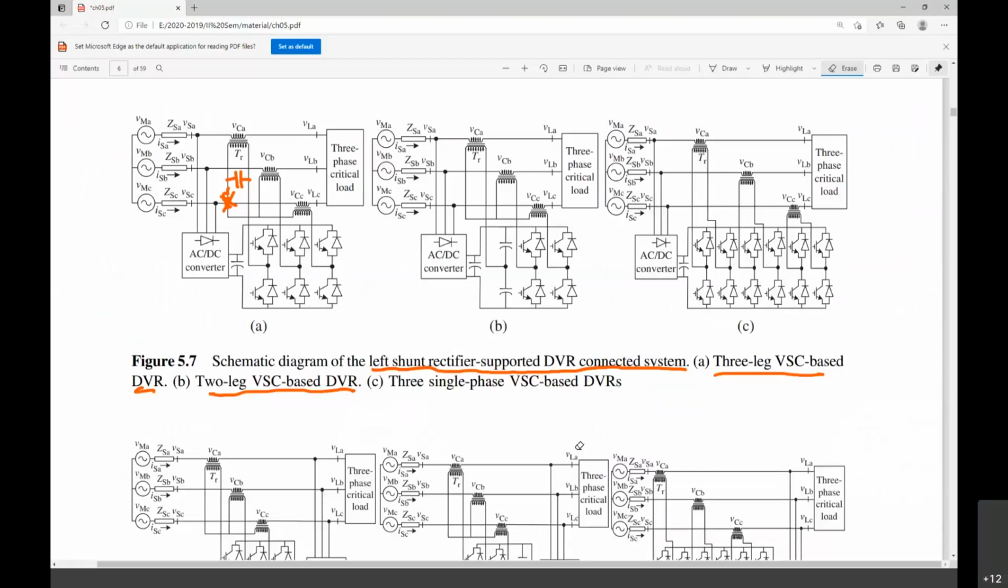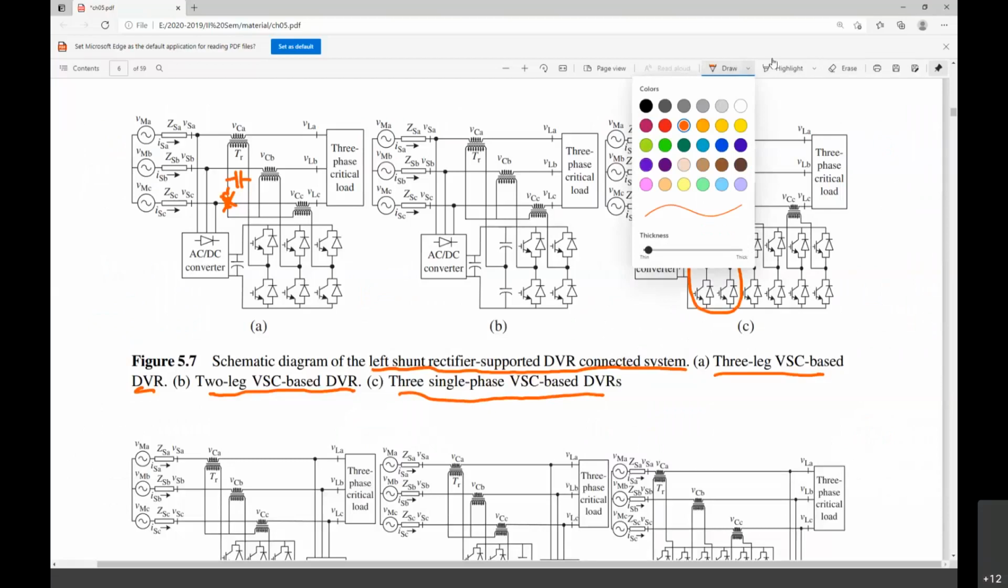Next, figure C, which is the three single-phase VSC based DVR. Here, a single-phase topology is over here. It is connected to one of the phases, phase A, and this is phase B.